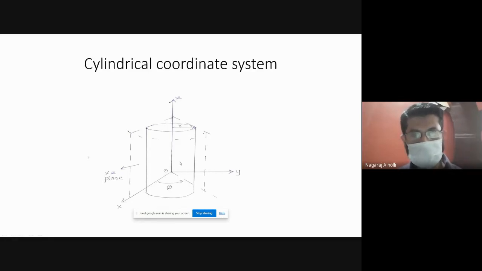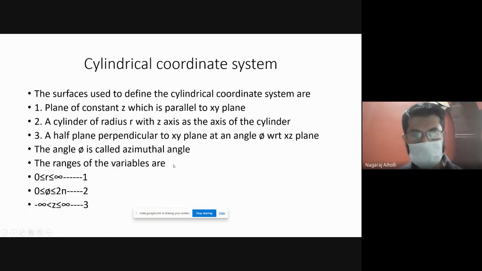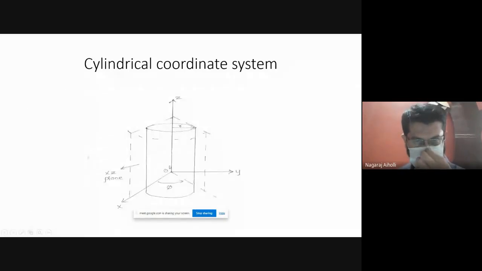Then the last one is the z axis. What can be the range of z, students? Z can be between minus infinity and plus infinity, because this is the positive z axis, 0 to infinity. If we take the opposite direction also, it will be 0 to minus infinity, that is minus z. So it will be from minus infinity to plus infinity.